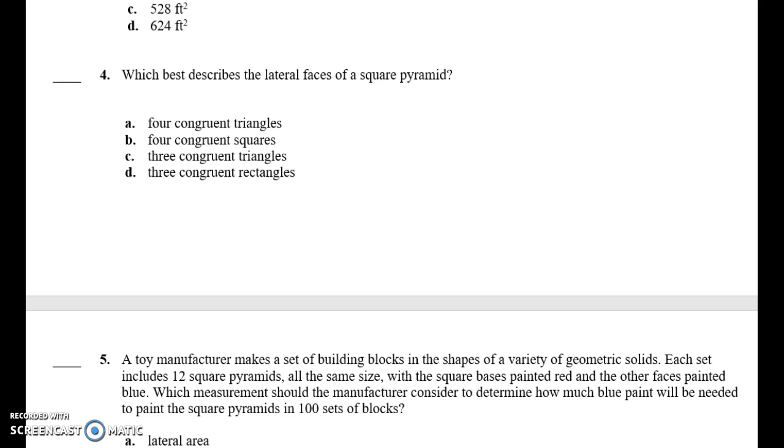Number 4. Which best describes the lateral faces of a square pyramid? A. 4 congruent triangles. B. 4 congruent squares. C. 3 congruent triangles. D. 3 congruent rectangles.